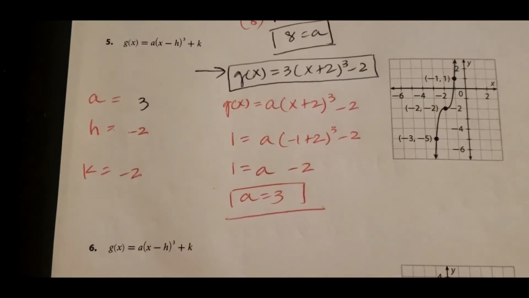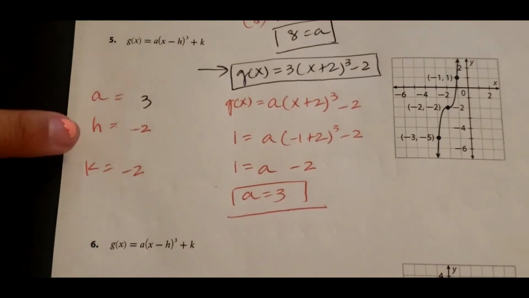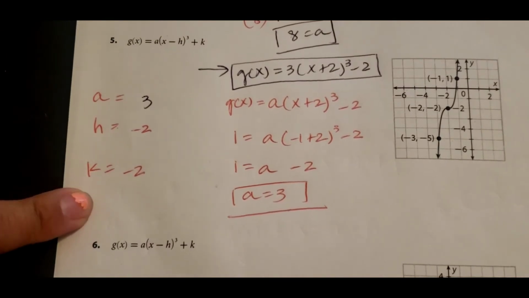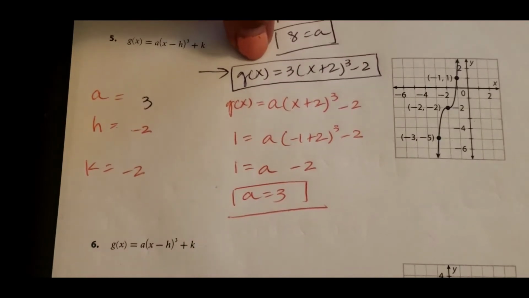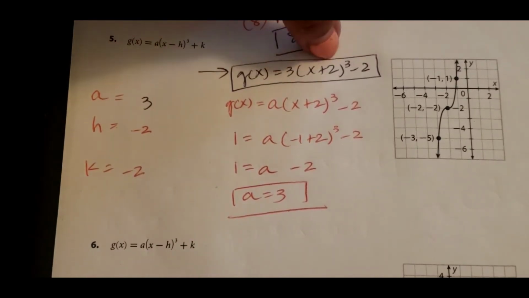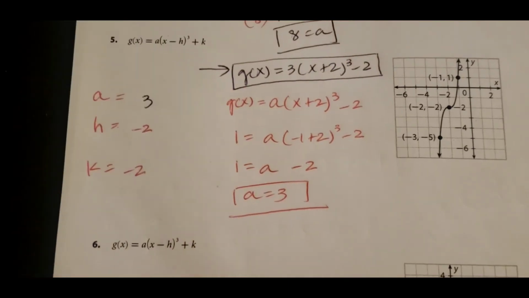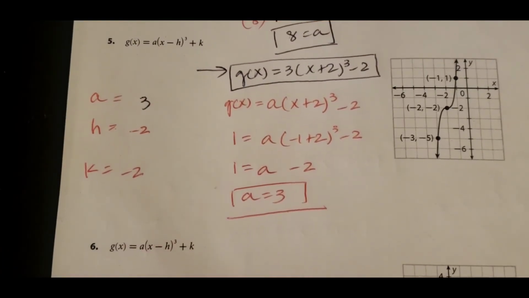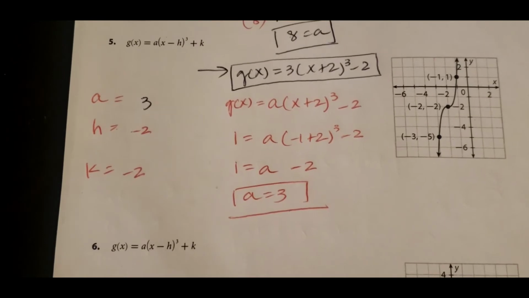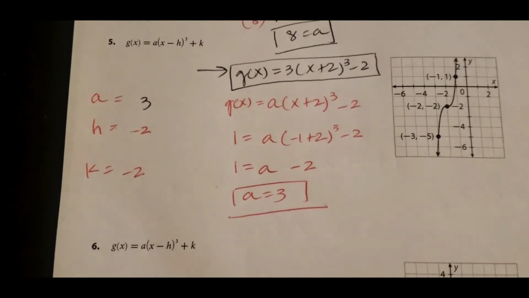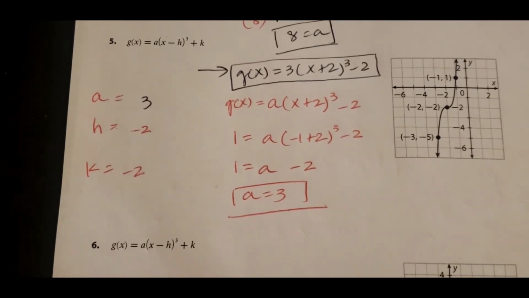All right, boys and girls, if you did it correctly, your a value should be 3, your h is -2, and your k is -2. So when you plug in your function, you should end up with g of x equals 3 times the quantity of x plus 2 cubed minus 2. And of course, there's my work, so you can check it, compare it to yours. All right, awesome. If you got it correct, then move on to 6. If you got it wrong, please look over your work and see if you can figure out why you got it wrong. And if you can't, jump back in the meeting with me and let me help you out.